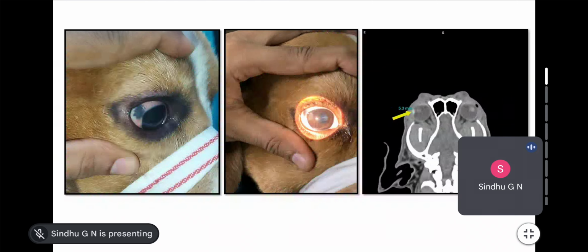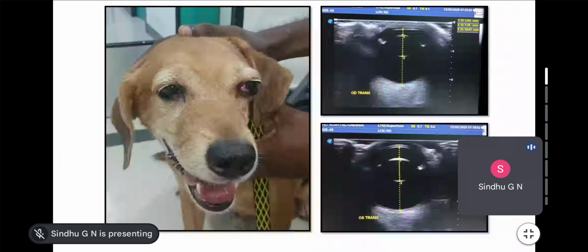This one is Loki, an indie dog with bulging of the third eyelid. Intraocular pressure was very high, and there were obvious signs of glaucoma also, buphthalmos also. At the same time, the eyelid was also elevated. So we did a scan. In that scan, if you see, this is the right eye, and the one below is the left eye. Comparing the sizes, the right eye is 19 millimeters and the left eye is 20.69 millimeters. Right eye anterior chamber is 1.94 millimeters and left eye anterior chamber is 3.56 millimeters. So there is an obvious difference in size.